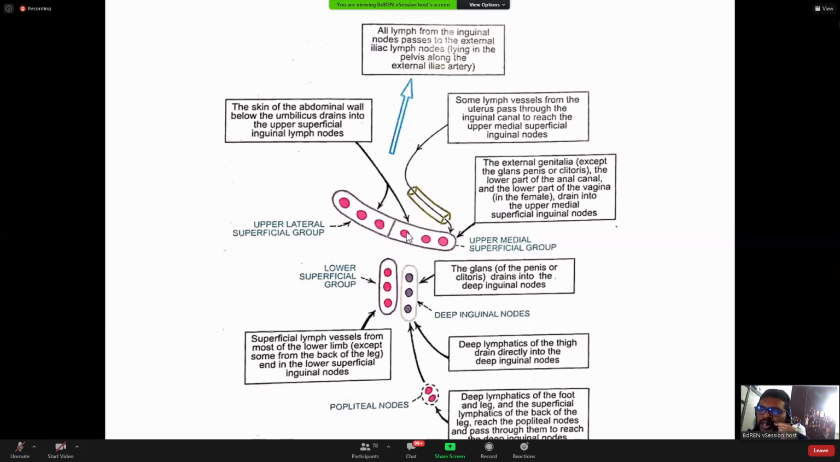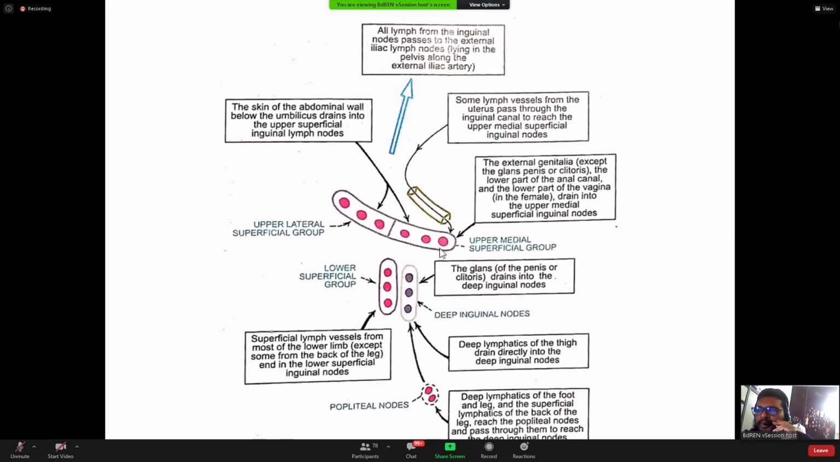Okay, so this is the T-shaped arrangement of the superficial inguinal lymph nodes. The upper part is again divided into lateral and medial, and the lower one is the superficial. This lower superficial one receives from most of the lower limb, except some parts of the back of the leg. All these lymph nodes from the inguinal region, both deep and superficial, pass to the external iliac, and partly to the aortic lymph nodes. That has not been shown here.